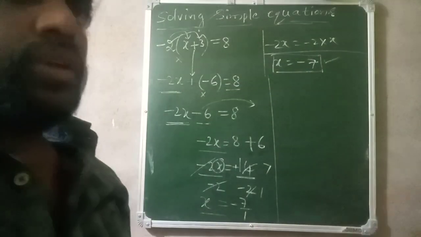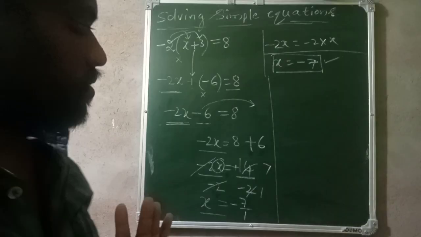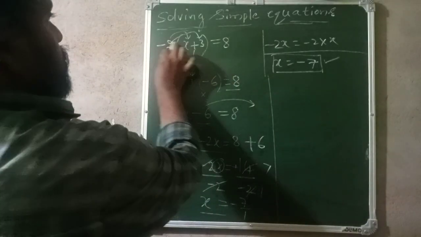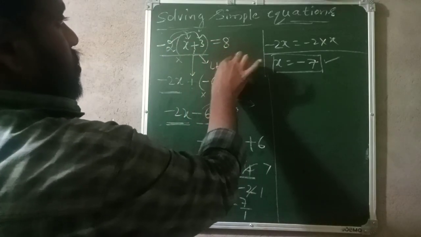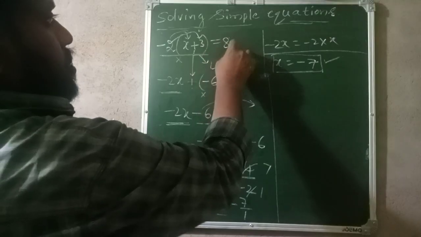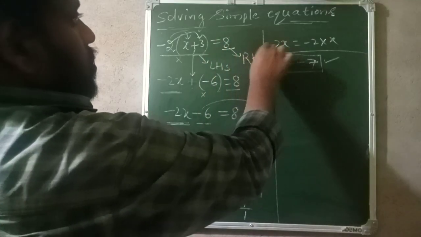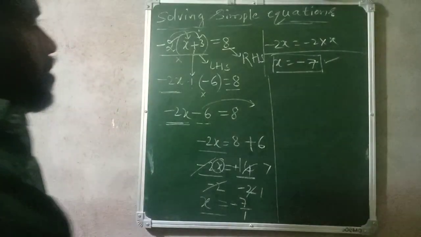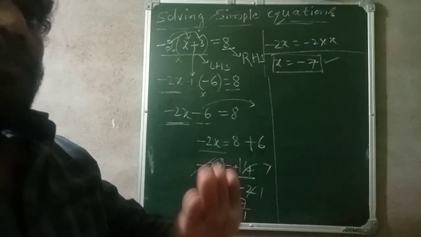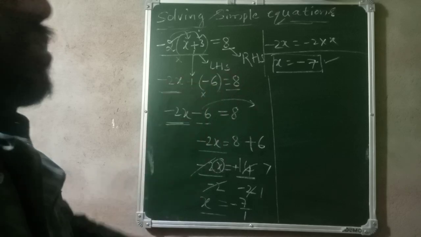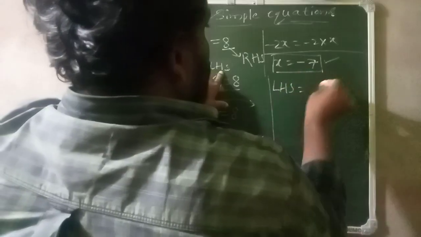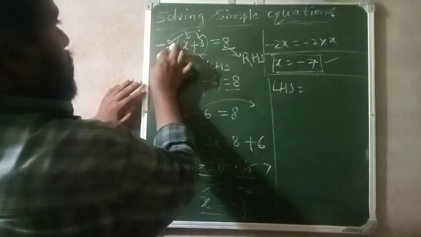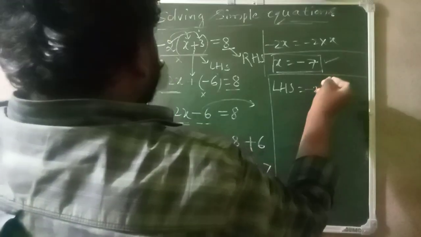But now we will check whether this answer is correct or not. For that, remember, before this equal sign whatever is there, this one, is LHS, left hand side. After the equal sign whatever is there is RHS, right hand side. Now check on which side variable x is present. Variable x is present on LHS, so you take LHS is equal to this entire thing, minus 2 into x plus 3.